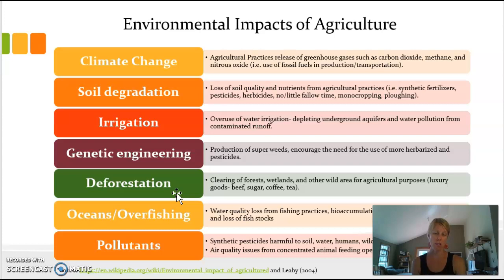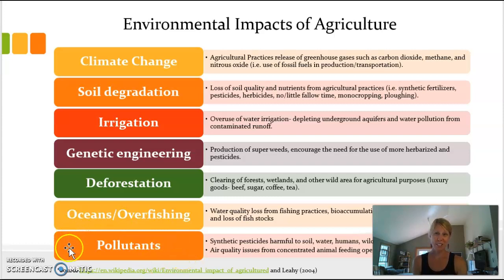And oftentimes this is related to luxury goods like beef and sugars, coffees, and teas. Here down on the list, but a huge problem, is oceans and overfishing. So water quality loss from fishing practices. We also know about bioaccumulation in fish and from polluted waters, and then also the loss of fishing stocks. Another important influence is that about 30 to 40% of greenhouse gases are absorbed by rivers and lakes and the ocean, and this is causing acidification and also disrupts the ocean's food chain.